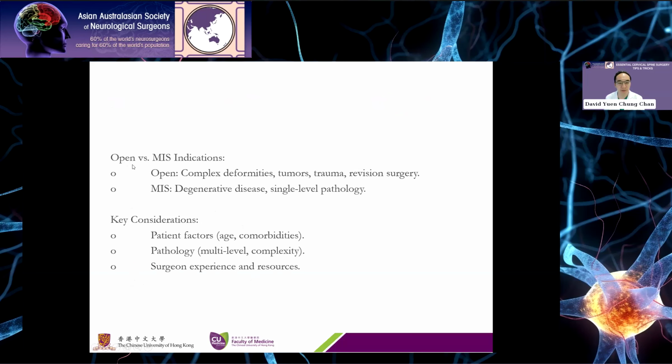And in posterior cervical operation, you can consider open versus MIS. Open surgery can tackle deformity, spinal tumors, multi-level pathologies or revision surgeries. Whereas MIS is better in tackling single level pathology and many of the degenerative conditions. So key considerations include patient factors, the pathology, whether it's multi-level or single level, the complexity of the case, as well as the team's experience and the resources and equipment.